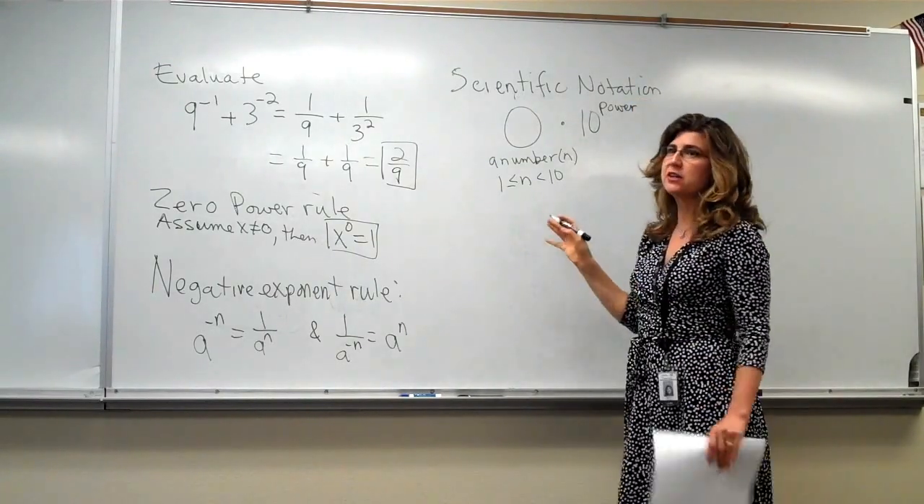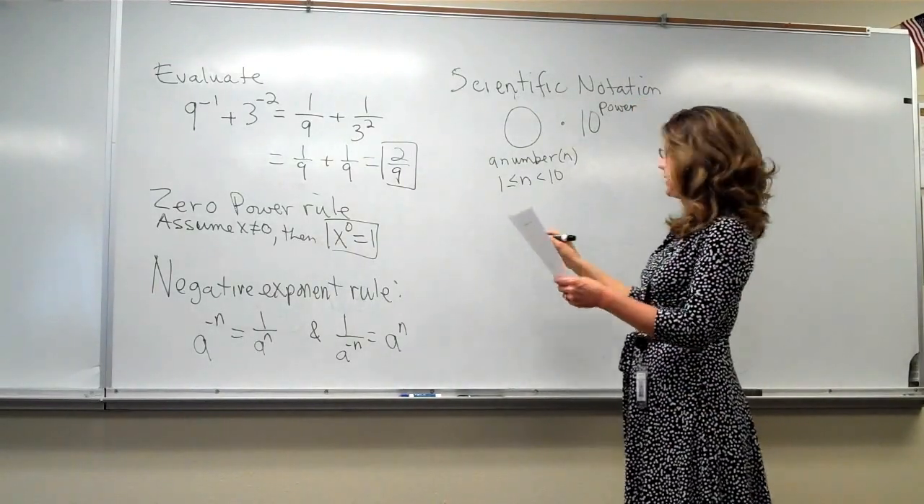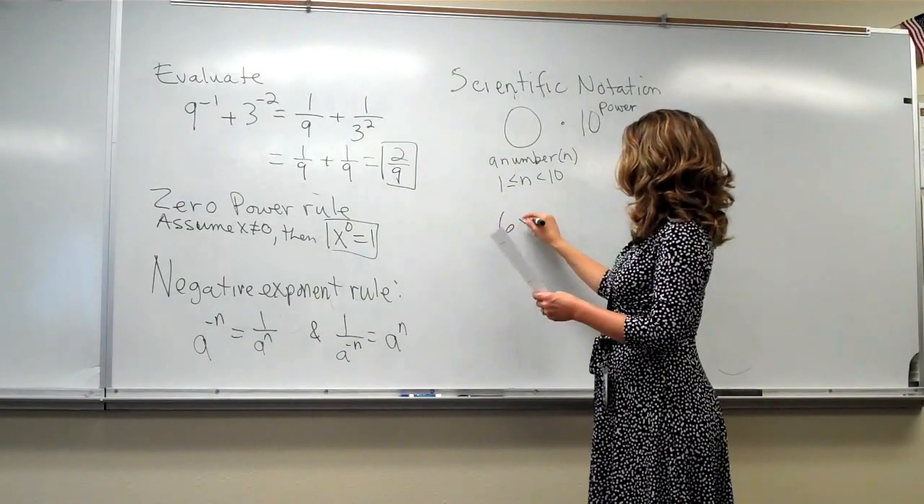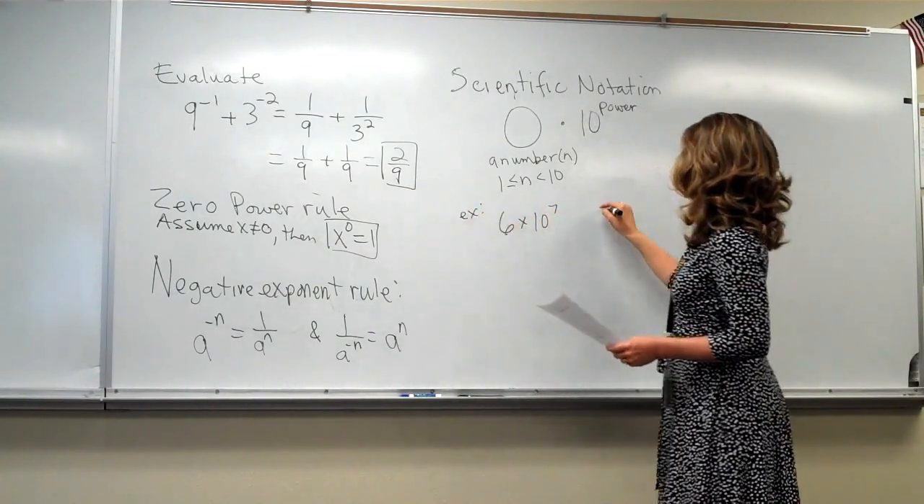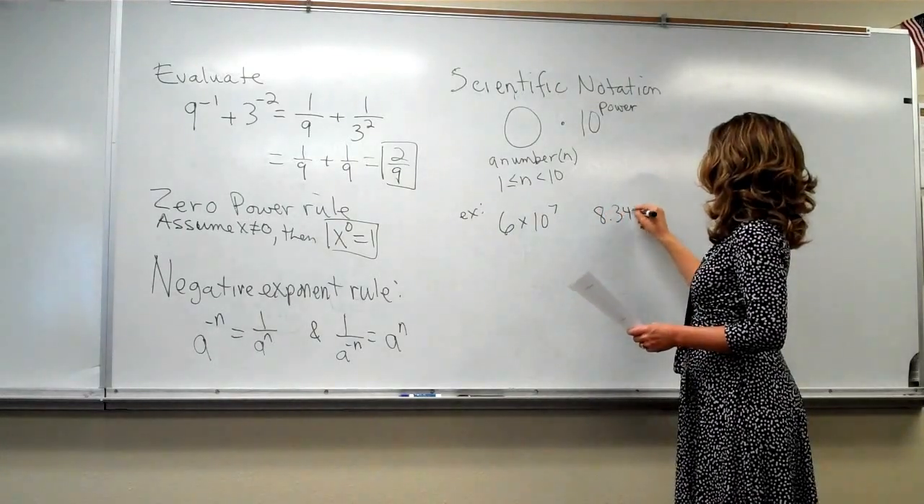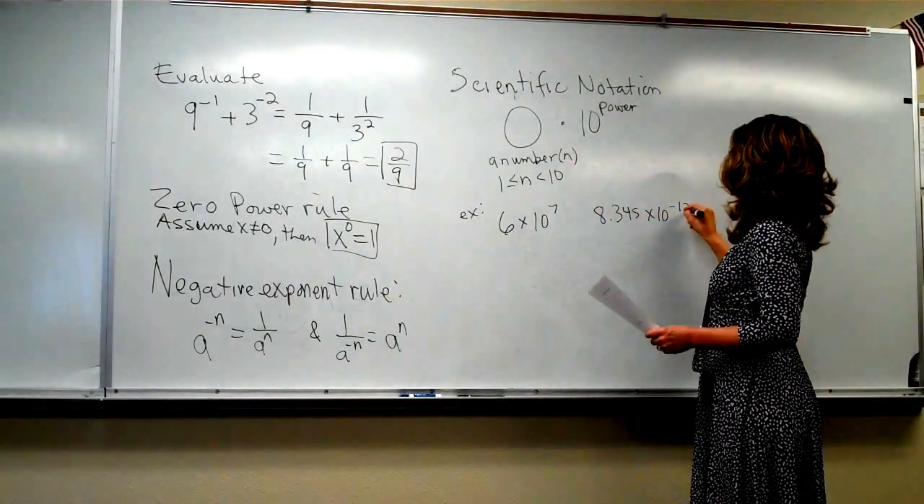So these scientific notation numbers typically look like 6 times 10 to the 7th. Here are our examples. Or 8.345 times 10 to the negative 12.